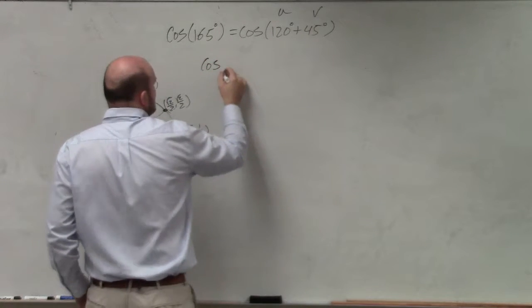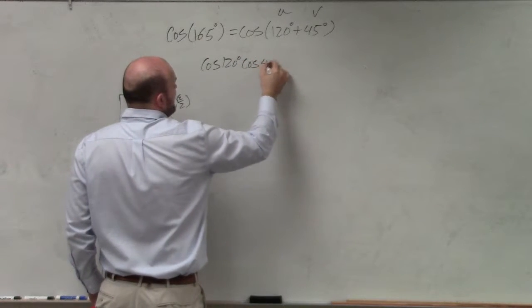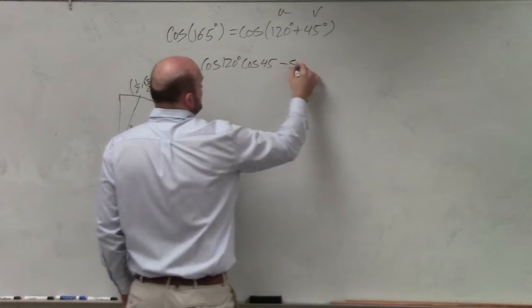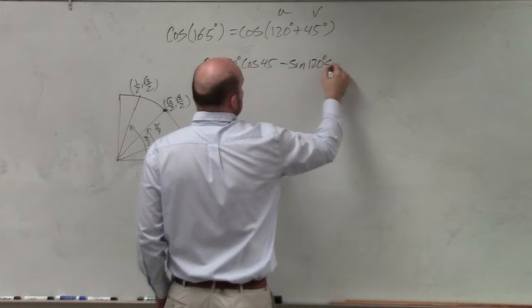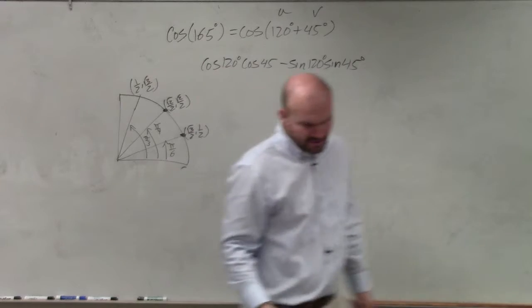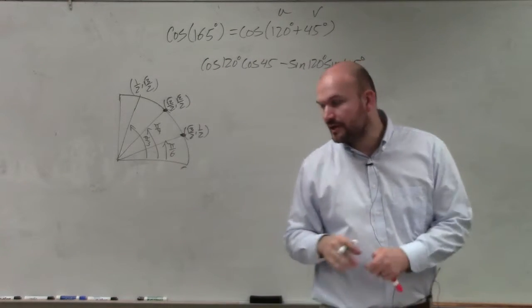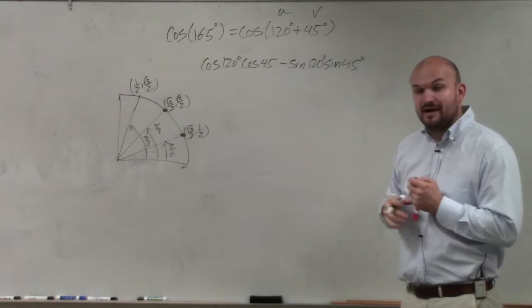So I have cosine of 120 degrees, cosine of 45 degrees, and then it's minus sine of 120 times the sine of 45 degrees. Right? Did I memorize it correctly? Remember, notice how cosine, they're opposite, like they flip the sign. OK. Now I need to evaluate them.